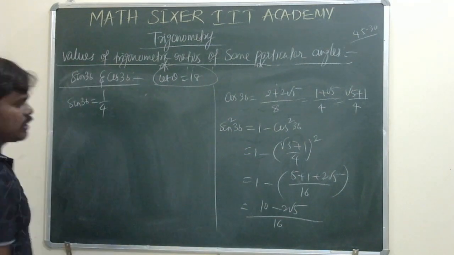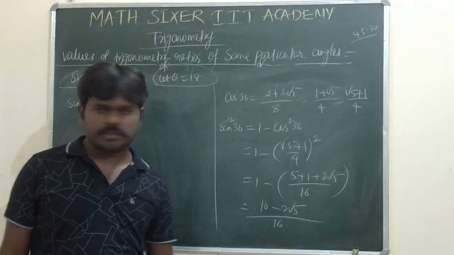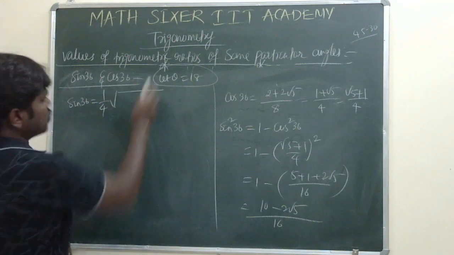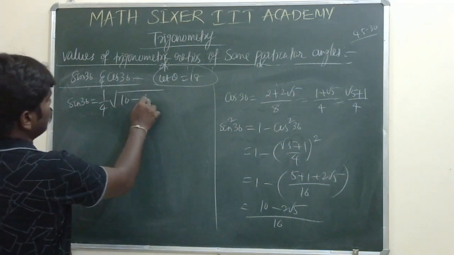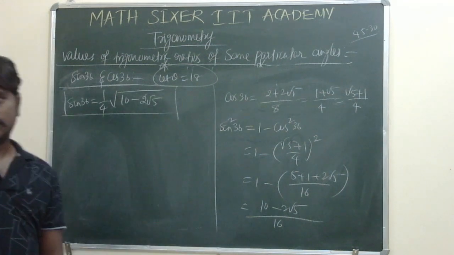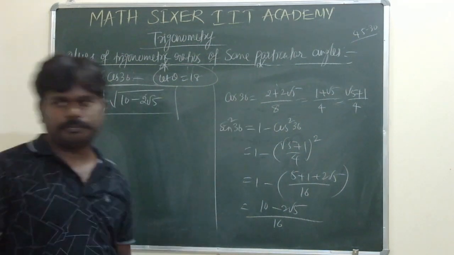So 1 by 16 means here after taking the square root, the 16 becomes 4 because 16 is a perfect square. So hence we will get square root of 10 minus 2 root 5. So this is the value of sin 36 and also cos 36.